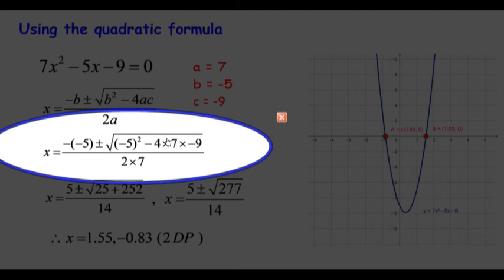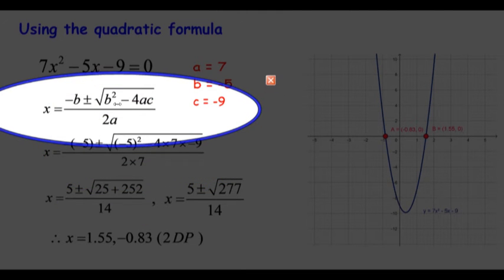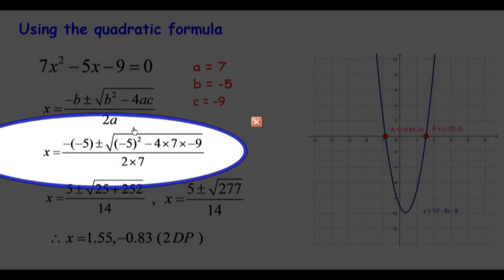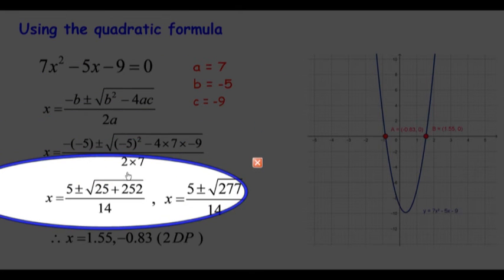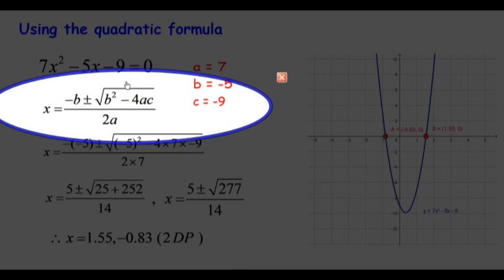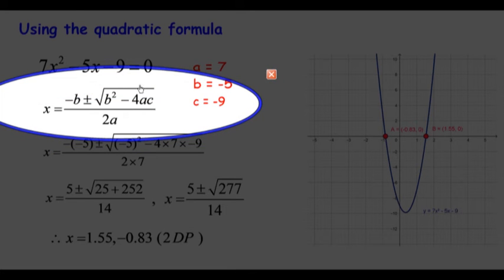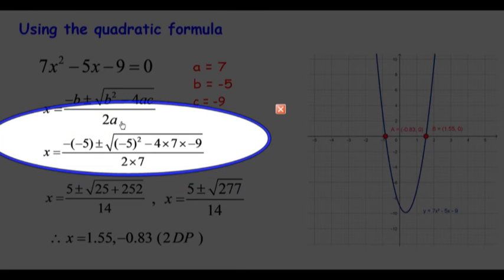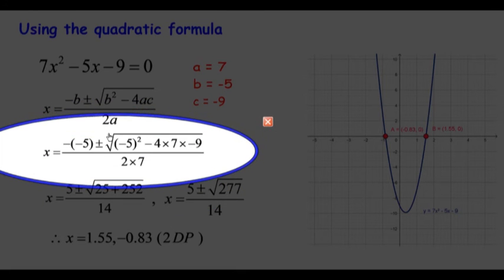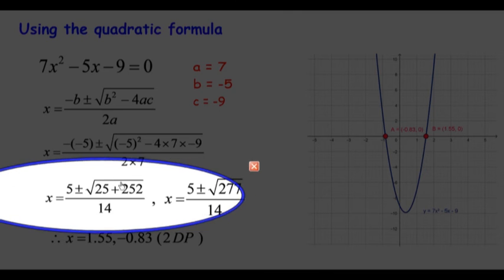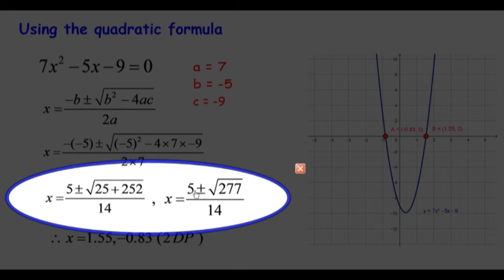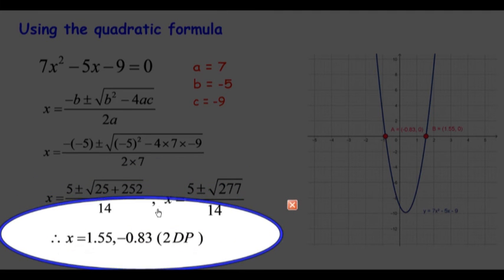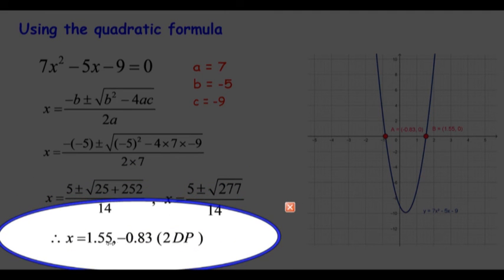Then we have the square root of b squared. Remember b is negative 5, so minus 5 all squared is 25. Then we have the minus 4 times a times c, which works out to be 252 eventually: minus 4 times 7 times minus 9, all over 2a, which is 2 sevens are 14 on the bottom. Then we end up getting x is equal to 5 plus or minus the square root of 277, all over 14. Corrected to 2 decimal places, x is about 1.55 and minus 0.83.